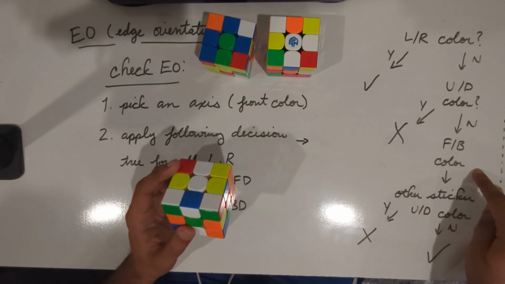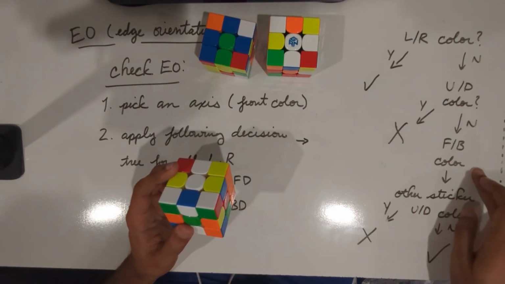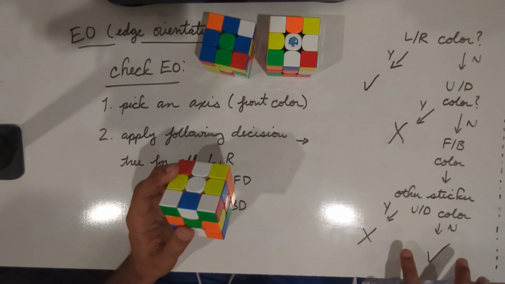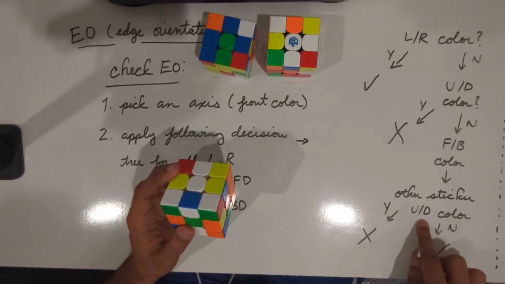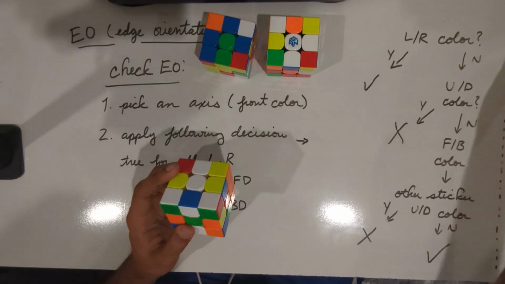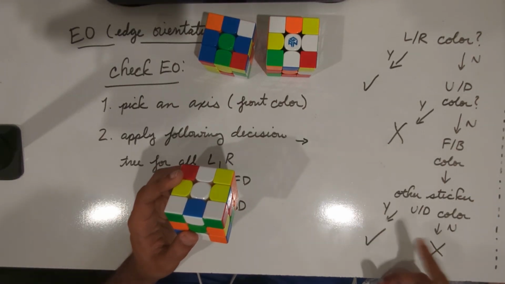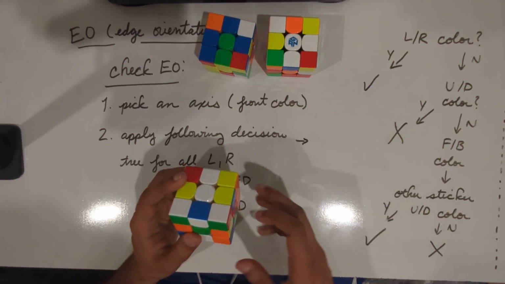The final case is if you get an F or B color. In this one, you actually can't immediately tell if it's good or bad, and you have to do another decision tree. You have to check if the adjacent color to that edge is U or D. If it is, then that edge is actually good. This is actually incorrect here. Yeah, so if the other color is U or D, then it's actually good. And if it's not U or D, then that edge is guaranteed bad.